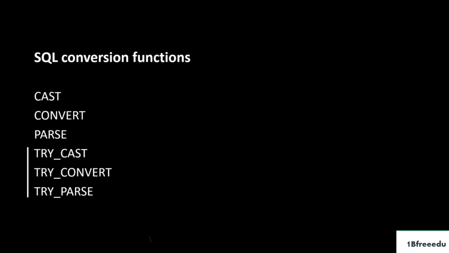Three more functions, try_cast, try_convert, and try_parse, are the same as cast, convert, and parse, except that they will not throw errors if the conversion fails. Instead, these try versions of the functions will silently return null values and will not stop the SQL execution.